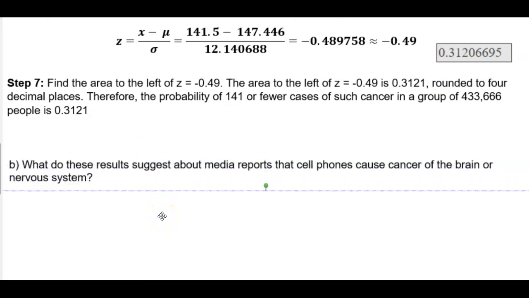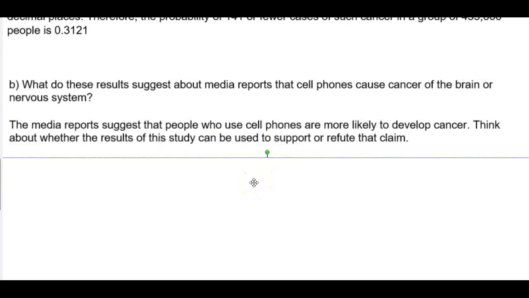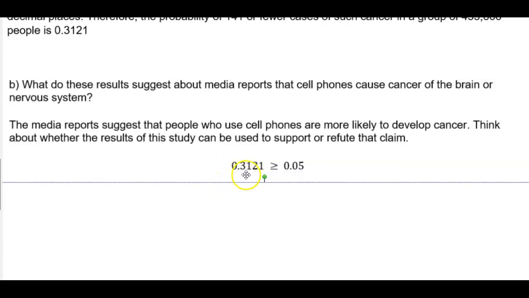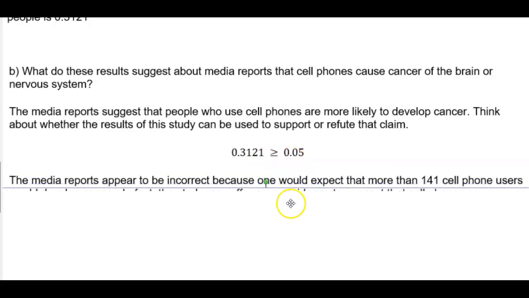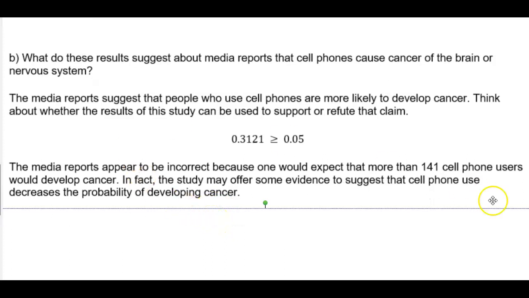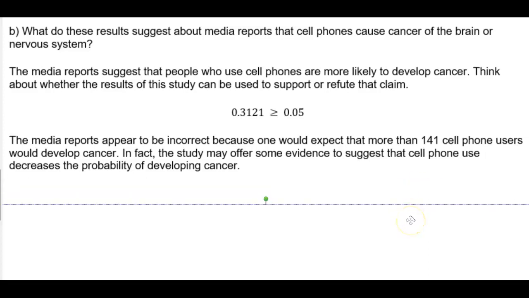In part B, it says, what do these results suggest about the media reports that cell phones cause cancer of the brain or nervous system? Now, the media reports suggest that people who use cell phones are more likely to develop cancer. Think about whether the results of this study can be used to support or refute that claim. Well, the probability of 0.3121 is greater than 0.05. So the media reports appear to be incorrect, because one would expect that more than 141 cell phone users would develop cancer. In fact, the study may offer some evidence to suggest that cell phone use decreases the probability of developing cancer.